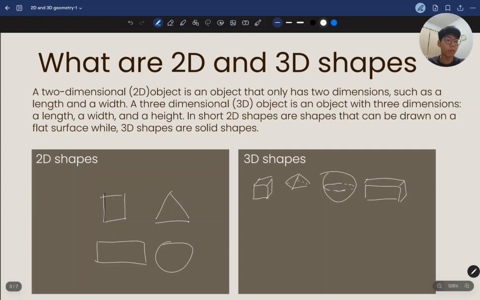Now, the main difference between 2D and 3D shapes is that with 2D you can only see it one way with our eyes. But with 3D you can see it from the front side, or the side, or the top. We can see it from various different angles. That's why it's called 3D shapes, and that's their main difference.